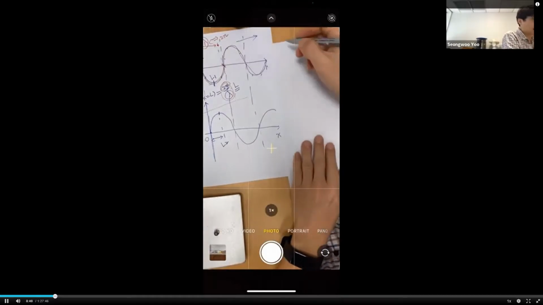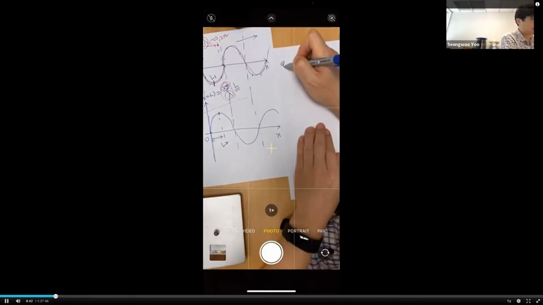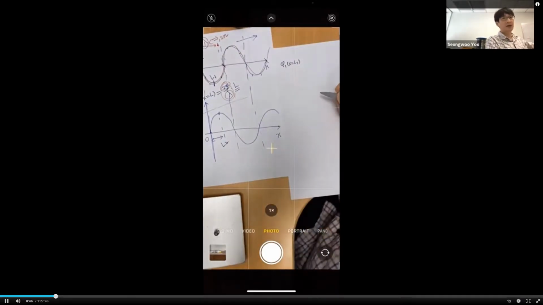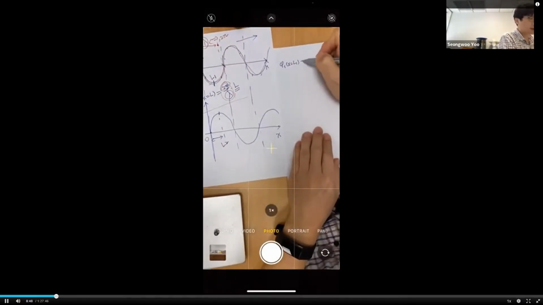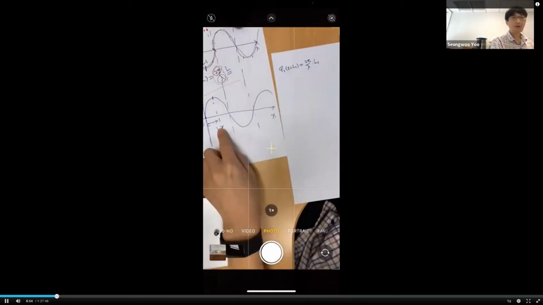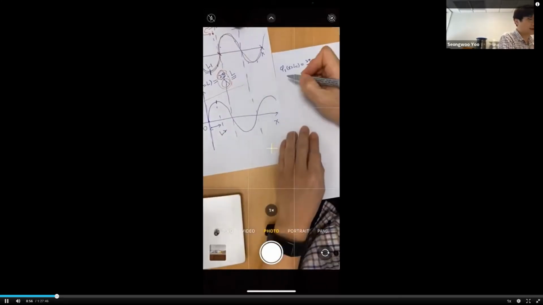So here, my phase 1 at the distance L1 is going to be 2 pi over lambda times L1. And then what about our phase 2 from wave 2? Well, this can be defined at L2 as 2 pi over lambda times L2.